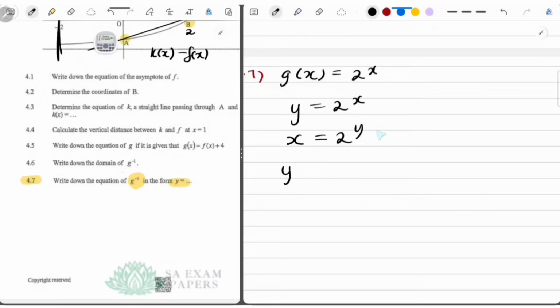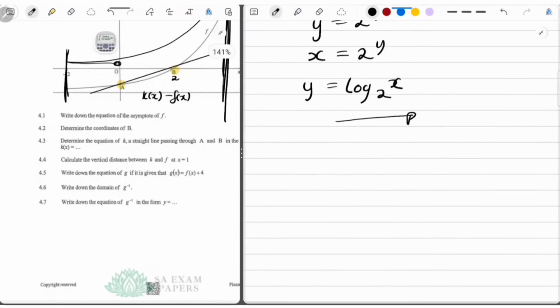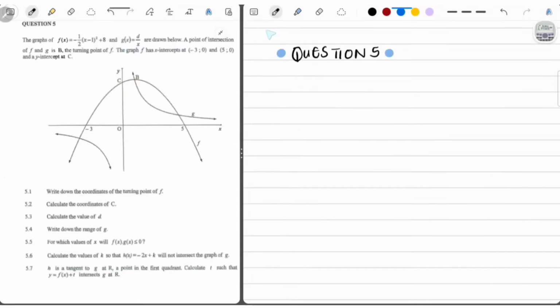To make y the subject, since y is an exponent, you have to use log. So y is equal to log, and we're going to put x, and the base is 2. Okay, log x base 2, and that is our answer. Okay, so that is it for question 4. And moving on to question 5.